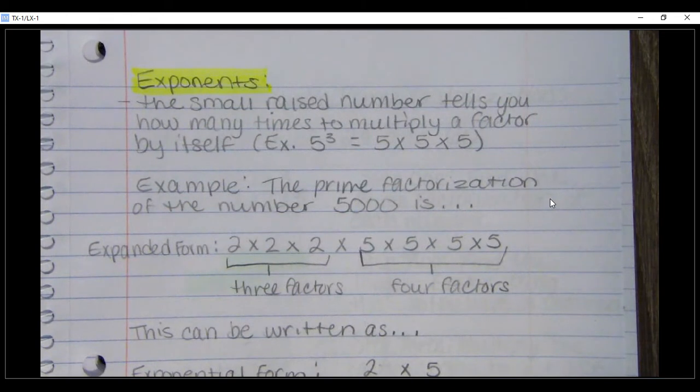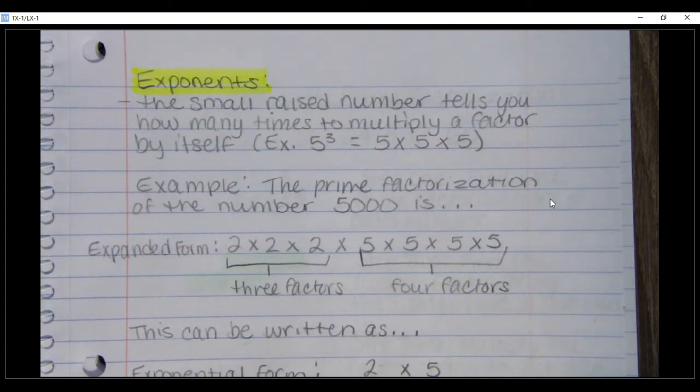Before we really talk about what prime factorization is used for, let's talk about how we can write it. We need to remember that an exponent is a small raised number that tells how many times to multiply a factor by itself. For example, 5 to the third power is 5 times 5 times 5.